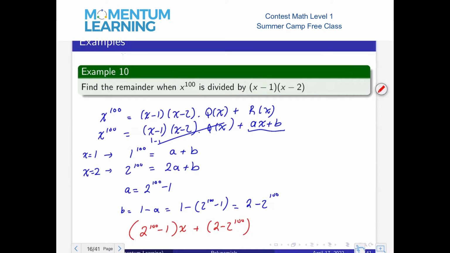I hope that makes sense. The numbers don't look very nice, but don't worry about it, okay? That is the correct answer. Again, at this point, because this is level 1, we assume that students can solve 2 equations with 2 unknowns.